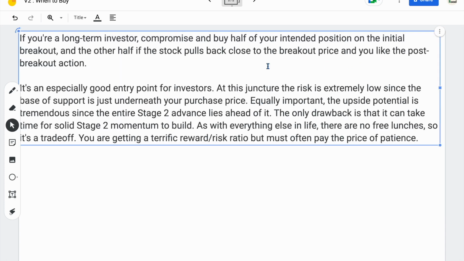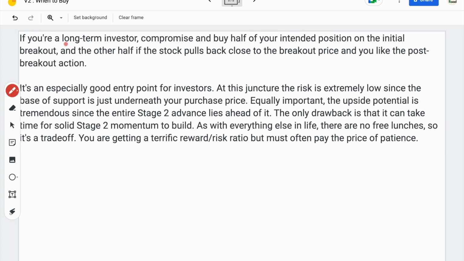Now see, there is a diagram that he is using, but let's first read this and then we'll go on to the diagram. What he's saying is, see what he's saying. The word he's using is a long-term investor, right? So he could have said a long-term trader, but now we know that investor and trader is nothing. Everyone is a trader. Compromise and buy half of your intended position on the initial breakout.